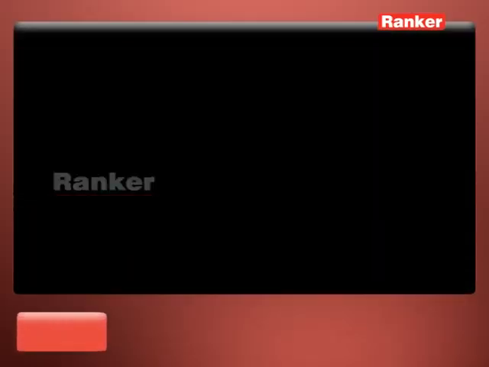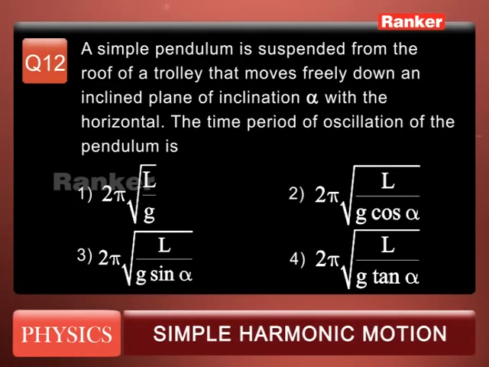Question number 12. A simple pendulum is suspended from the roof of a trolley that moves freely down an inclined plane of inclination alpha with the horizontal. The time period of oscillation of the pendulum is: the first option, 2 pi root over L by g; second option, 2 pi root over L by g cos alpha; third option, 2 pi root over L by g sin alpha; and the fourth option, 2 pi root over L by g tan alpha.